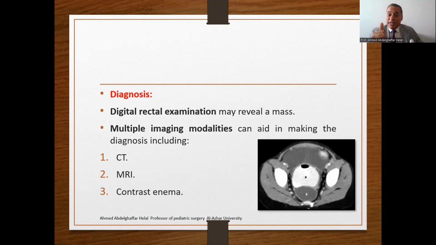Diagnosis: digital rectal examination may reveal a mass or bulge in the rectum or anal canal. Multiple imaging modalities can aid in the diagnosis, such as CT and contrast MRI, as we see. This is the native rectum and this is a duplicated rectum, very apparent in the CT scan. Native rectum and duplicated rectum.